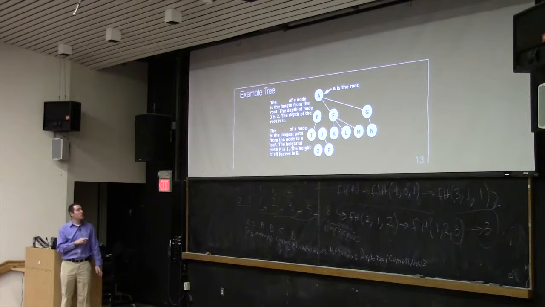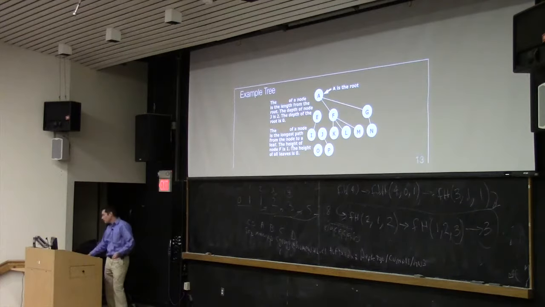The height of a node is the longest path from the node to a leaf. There could be more than one, because you can have multiple children, right? So the height of node F is 1, because the longest path from the node to a leaf is 1. From E, what's the height of E? 1, 2. It's not 1. You can get to a leaf with one jump, but the longest path is 1, 2. See how that works? That's the height of a node, the longest path from the node to a leaf. All leaves have a height of 0 because there's nothing below them. There's no children.